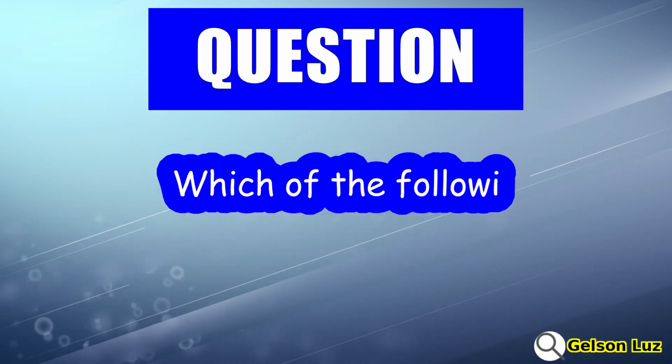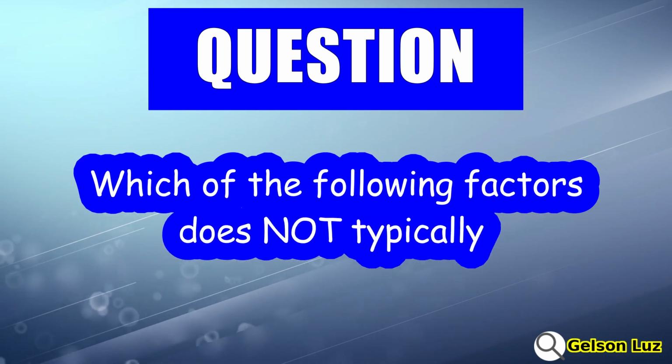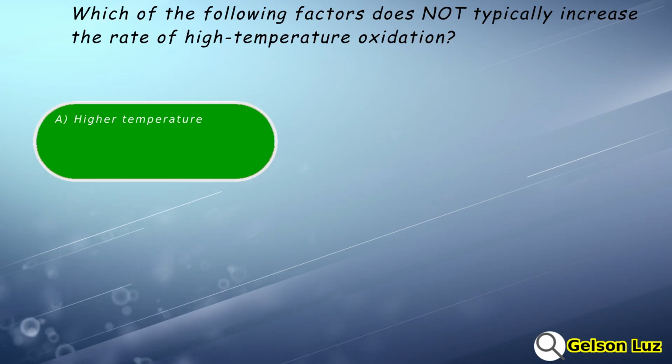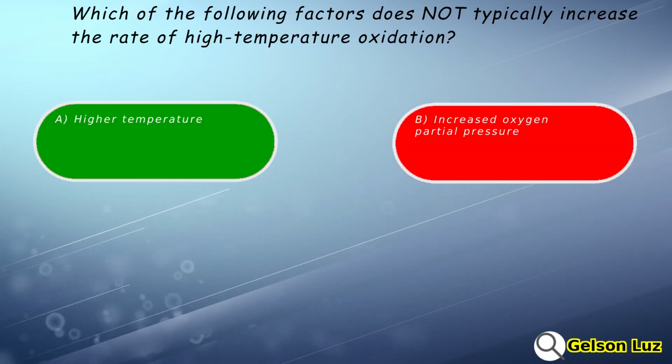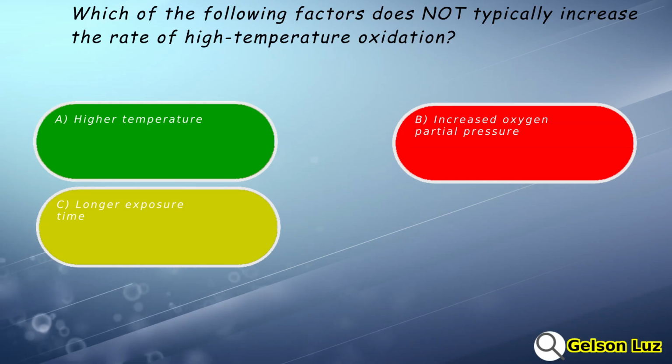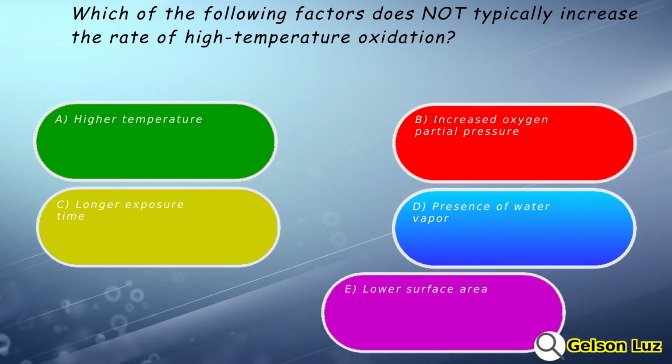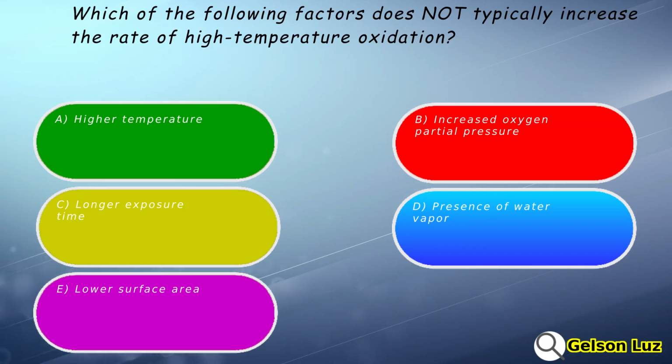Which of the following factors does not typically increase the rate of high temperature oxidation? A. Higher temperature. B. Increased oxygen partial pressure. C. Longer exposure time. D. Presence of water vapor. E. Lower surface area.